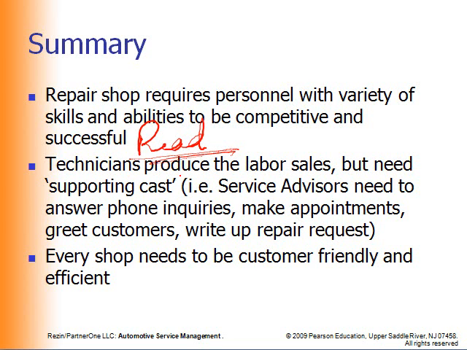We have technicians that are producing the labor sales, but they need a supporting cast. Technicians are the ones bringing in the money, but they also have to bring in enough money to support these other positions that aren't generating money but are necessary to the repair. Every shop needs to be customer friendly and efficient.